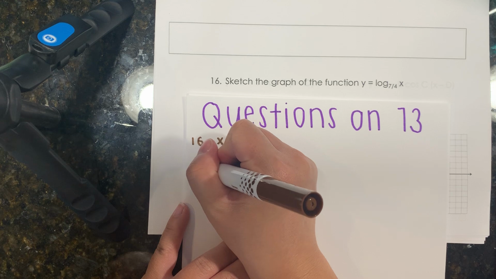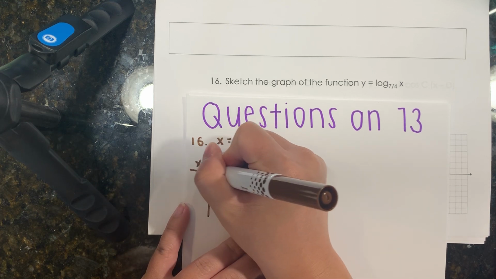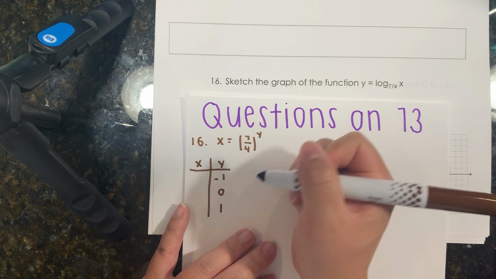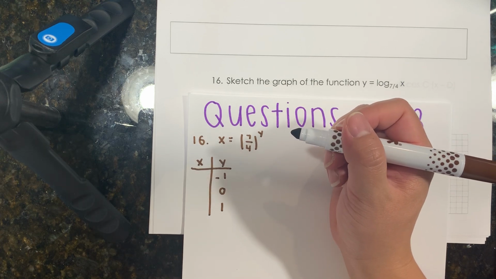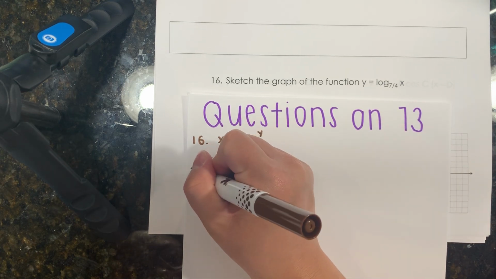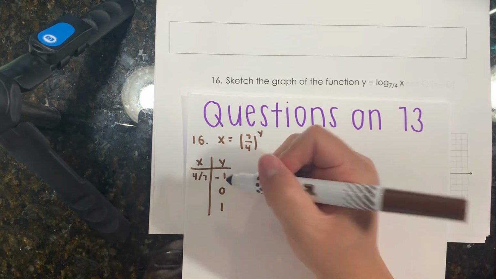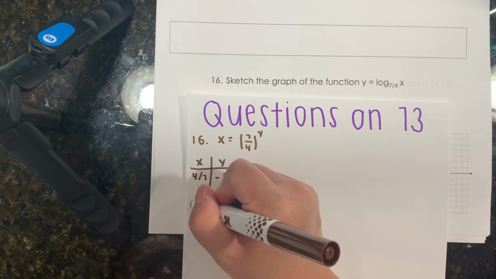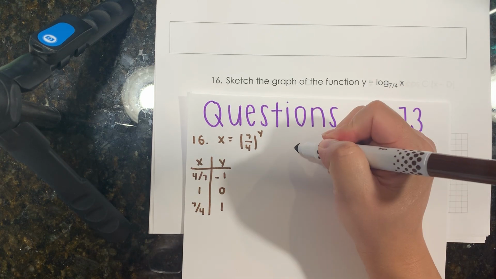Now I'm going to make an x and a y chart, where instead of plugging values in for x, I'm going to plug them in for y. So it'll be -1, 0, and 1. Now, 7/4 to the -1 would flip that base to become 4/7, which is just over 1/2. Anything to the 0 is equal to 1, and then 7/4 to the 1 would just be 7/4. So that would be about 1 3/4.